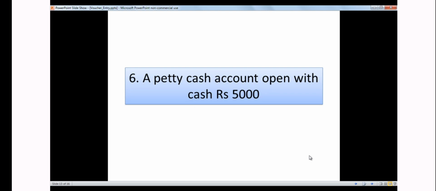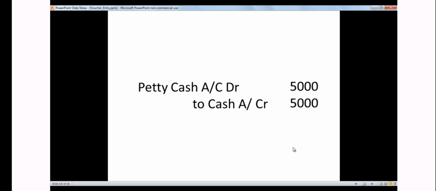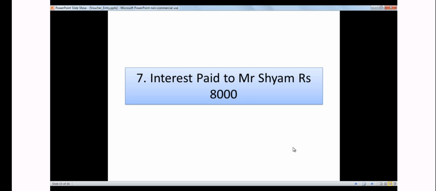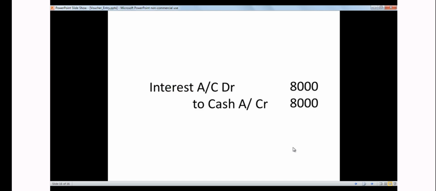Next one is petty cash account opened with cash of rupees 5,000. Again one cash account to another cash account transaction. So petty cash account debit to cash, and what kind of voucher entry is it? It's a contra voucher. This means the shortcut is F4. Next statement is interest paid to Mr. Shyam of rupees 8,000. Now interest has been paid, so simply it's a payment voucher. That's going to be the entry, and of course F5, that's a payment voucher.